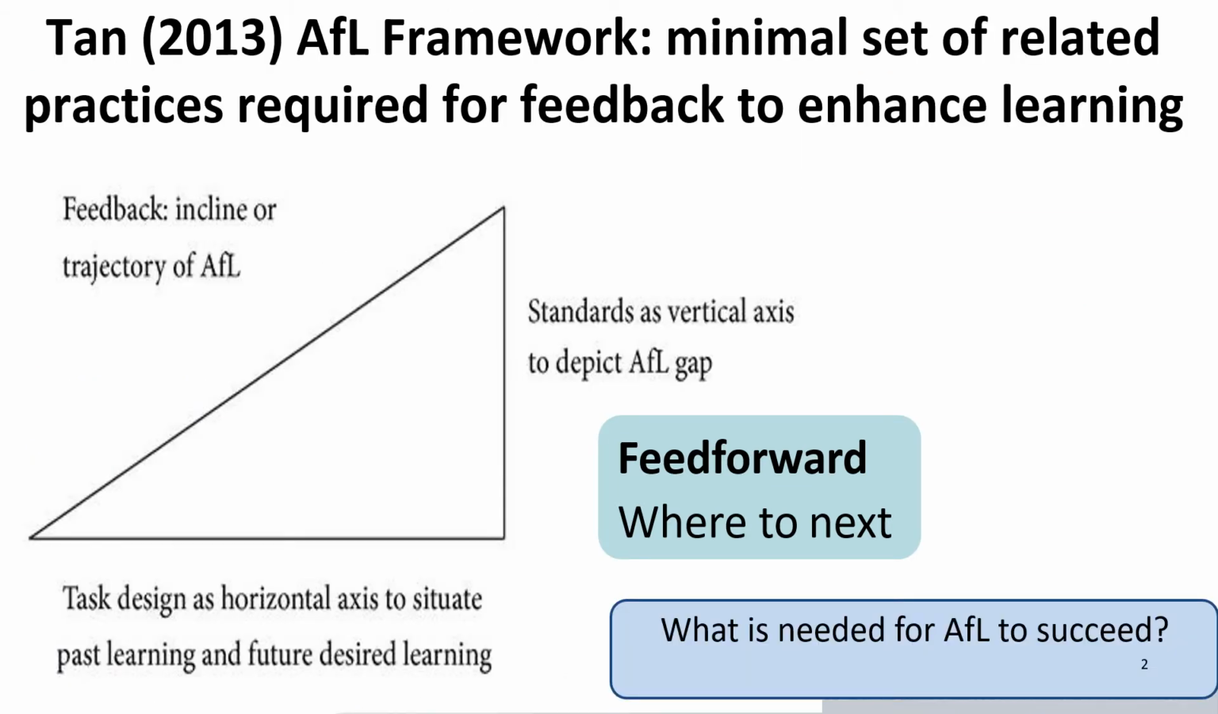This triangle represents the AFL framework as described in this 2013 paper by Kelvin Tan. In there, he describes a minimal set of related practices that's required for feedback to enhance learning. Here, the vertical axis represents standards that depicts the AFL gap. The horizontal axis represents the series of tasks that situates past and future learning, and the feedback is represented by the incline. So standards, task design, and feedback are said to be a minimal set of related practices that's needed for AFL to succeed in the classroom.